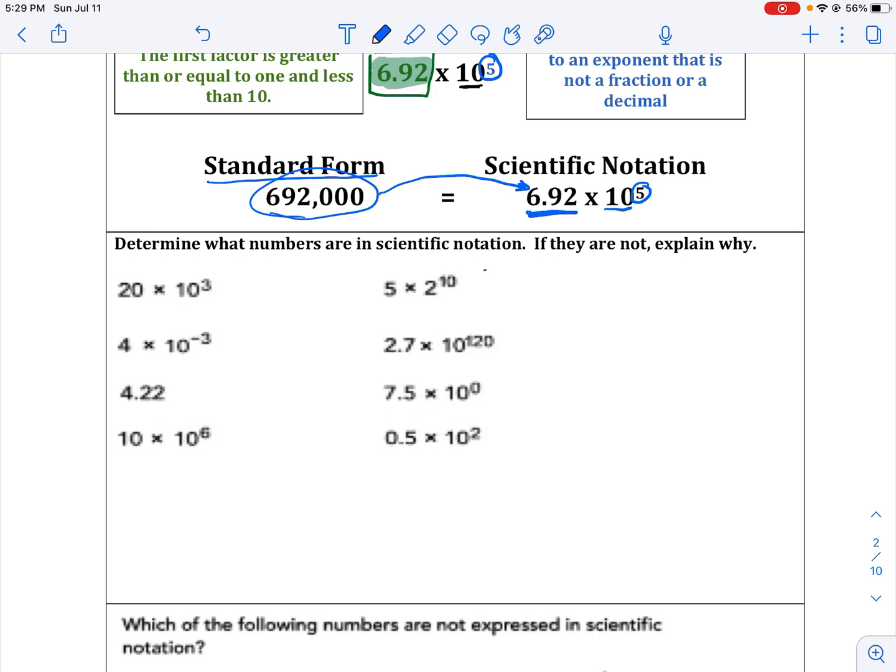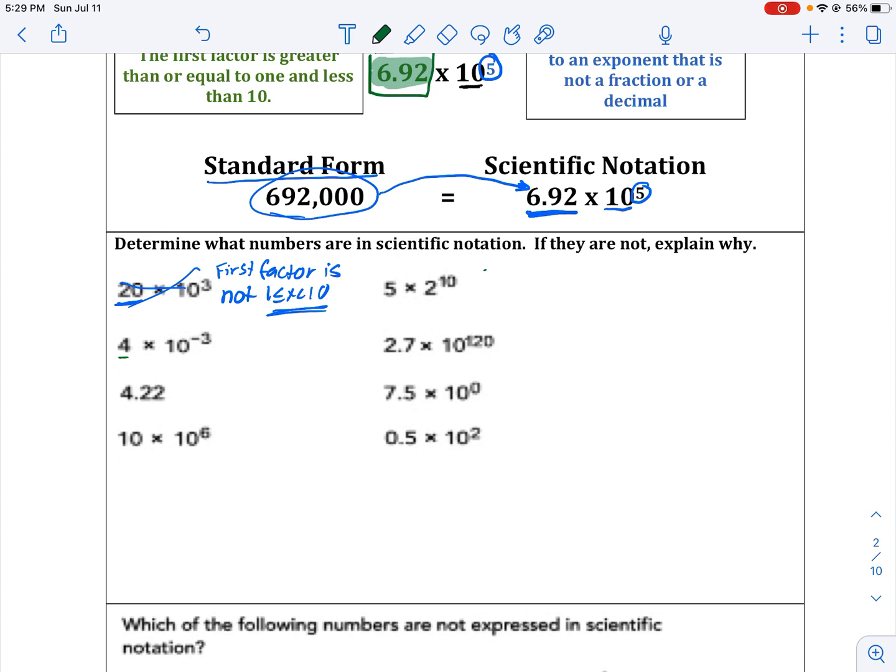So the first thing we look for, that first factor, has to be between 1 and 10. 20 is not. So we are going to say first factor is not between 1 and 10. This means x is greater than or equal to 1 and less than 10. So that's not scientific notation.